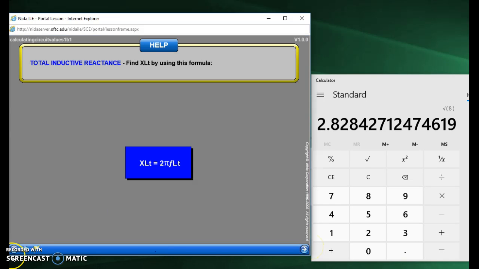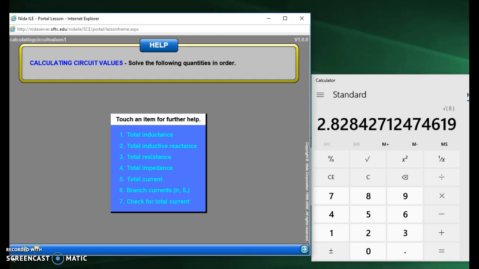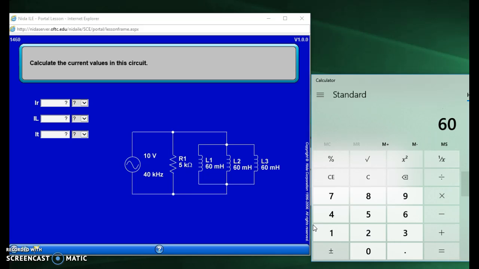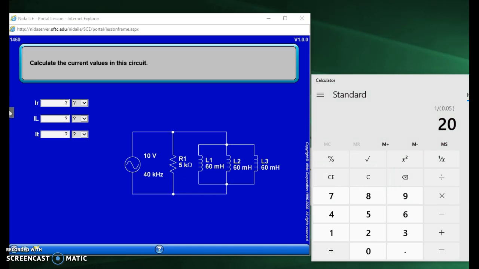So, oops, I pressed the wrong one. Let's get back. So, if we want total inductance, LT, I'll show you how to do the reciprocal version of that, which I prefer. So, it is 60 reciprocal plus 60 reciprocal plus 60 reciprocal equals, reciprocate that, and we got 20 millihenries. So let's write that down so I won't forget. So I'm going to come up here and try to keep this a little area up here. LT equals 20 millihenries.